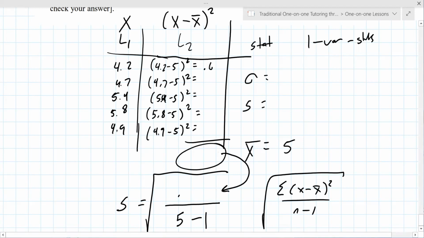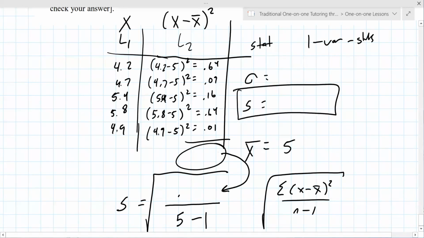At this point, I can write some. 0.3 squared is 0.09, then 0.16, 0.64, 0.01. So you add all those up, and you get that number here. That number goes into the numerator, divide by 4, and take the square root of that. And you'll get the same number you got here when you did your one variable stats. So you just have to do enough to show that you understand and then write down the correct answer from your calculator.